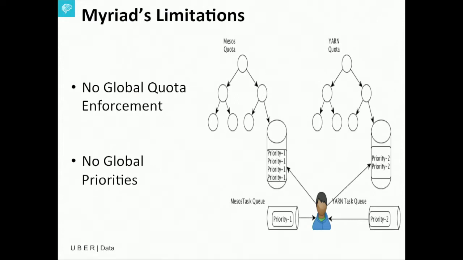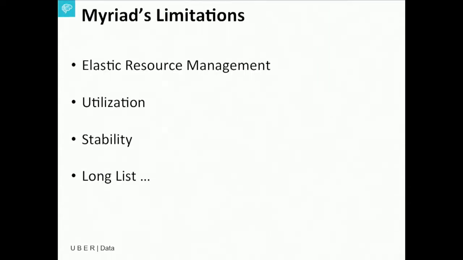So we thought about it, and we saw that these are the basic issues which we want to solve, and this system is not solving them. We can't do elastic resource management, the utilization is not great, and the stability is also not there, since it's a very early project. There's a long list of issues which we found over the experiments, right? So we thought it's not a good idea to use that, and it was actually not solving the problem.